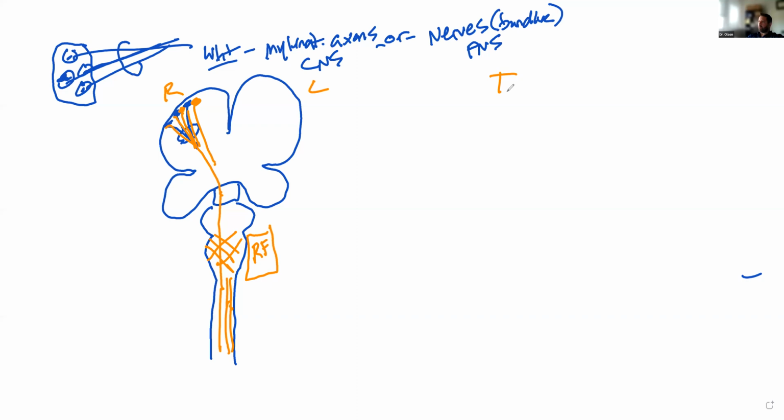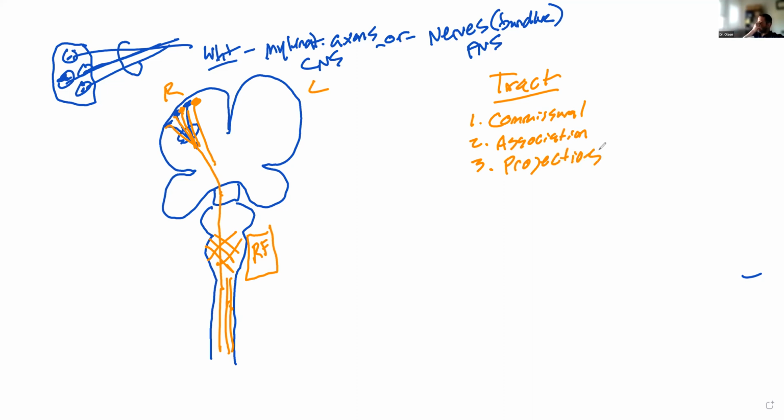Okay, then we can further divide. So we'll say we have tracts, and we call them, let's say that we have one, commissural. Two, we have association. We talked about those a little bit ago, the association areas. And then three, we'll talk about projections.